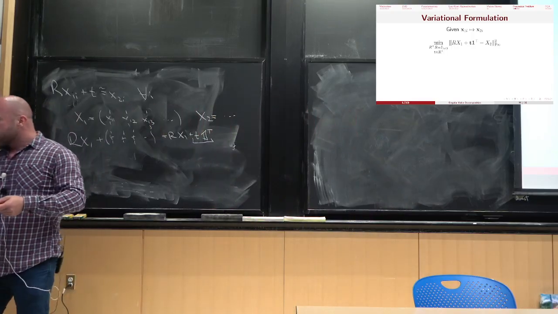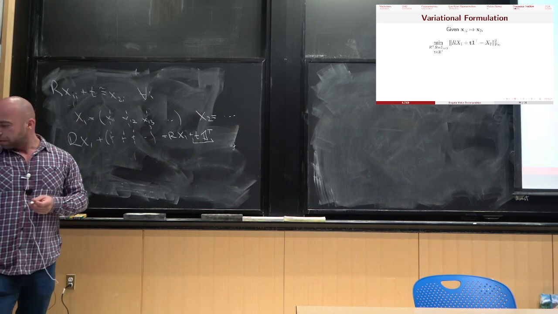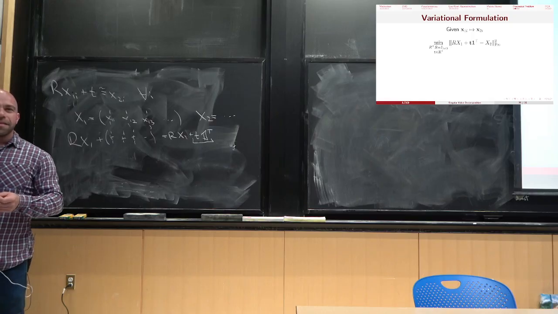Okay, so we want to solve this optimization problem. We have two different variables. What are we to do?